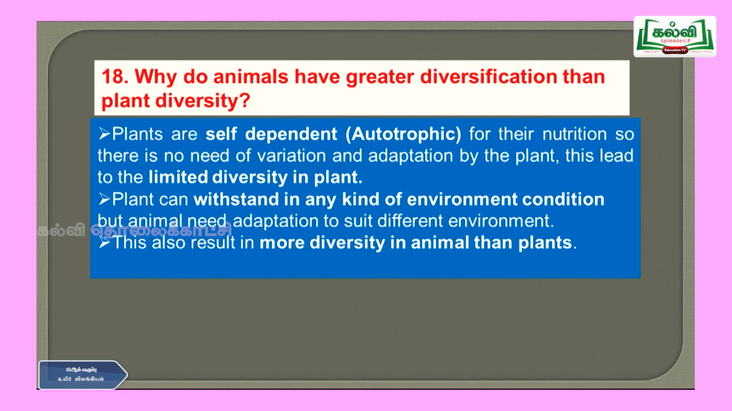Then 18th question, why do animals have greater diversification than plant diversity? So plants are self-dependent, that is they are autotrophic, and their nutrition is so there is no need for variation and adaptation by the plants, and this leads to the limited diversity in the plants. And plants can withstand any kind of environmental condition, but animals need adaptation to suit different environments. This also results in more diversity in the animals than plants.